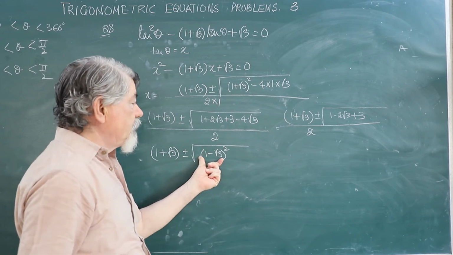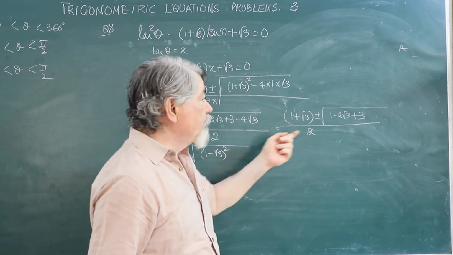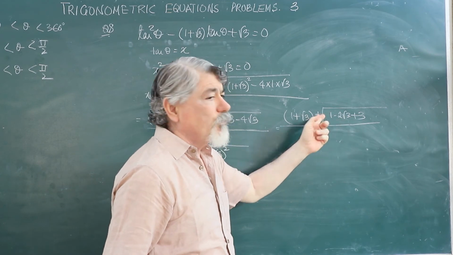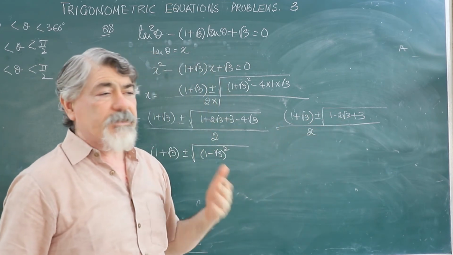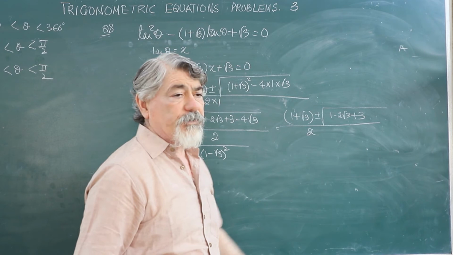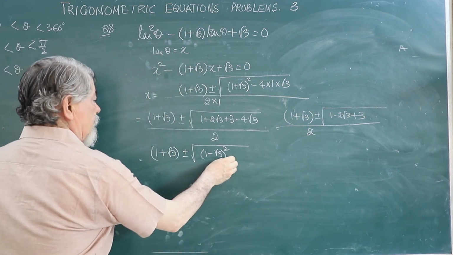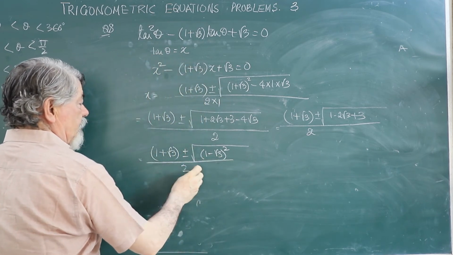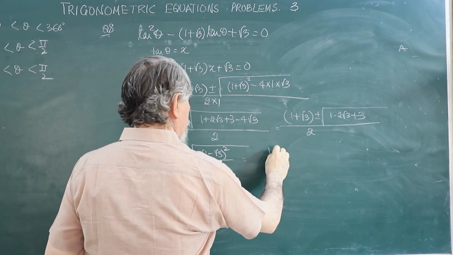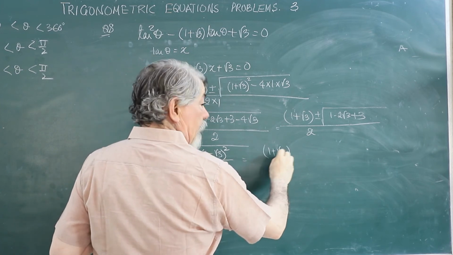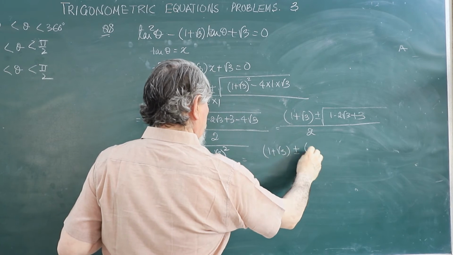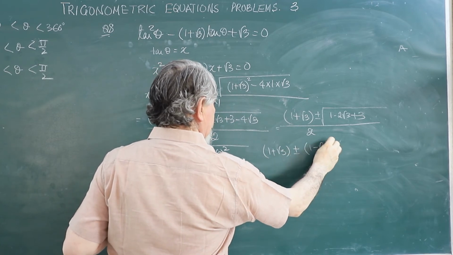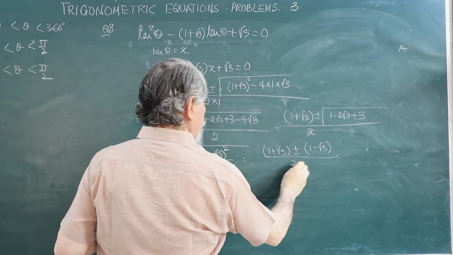The purpose is to express it as a square so that I can remove the square root. If I combine these two, I won't be able to express them as a square root, and it will be difficult for me to remove the square root. That is why we have taken it in this format: 1 plus root 3 plus minus 1 minus root 3 upon 2.